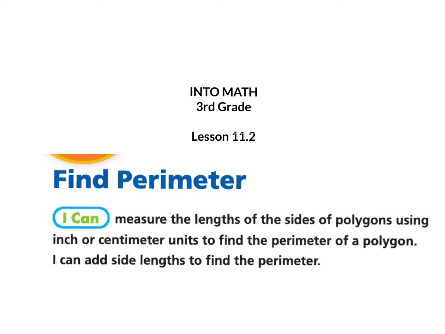This is Into Math 3rd grade, lesson 11.2, Find Perimeter. I can measure the lengths of the sides of polygons using inch or centimeter units to find the perimeter of a polygon. I can add side lengths to find the perimeter.